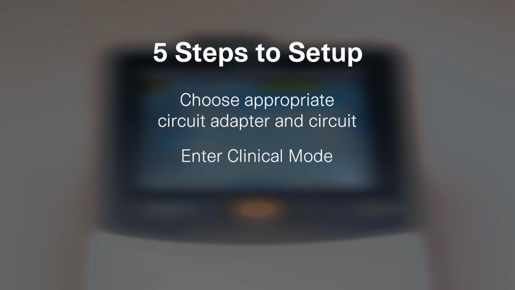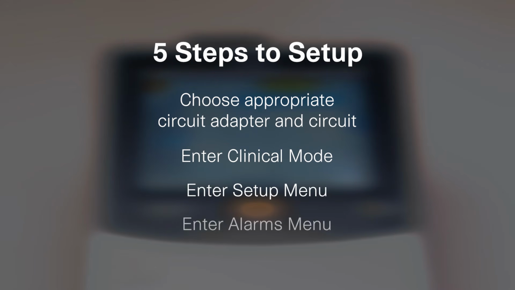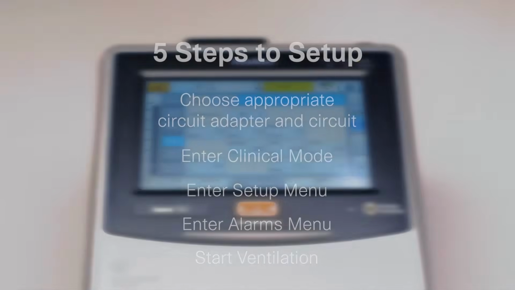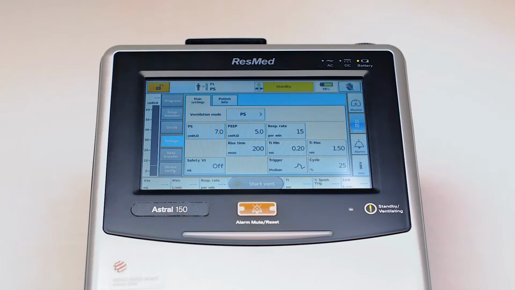Secondarily, you'll want to be in the clinical mode. Then you'll want to enter the setup menu. From there, you'll move to the alarms menu. And last but not least, you're going to be ready to start ventilation for your patient. So let me show you how easy those steps are to accomplish.